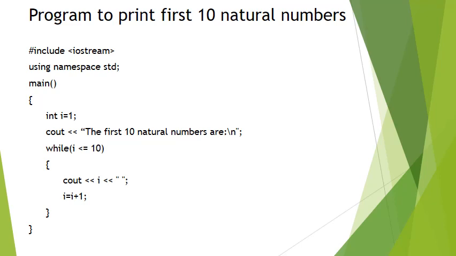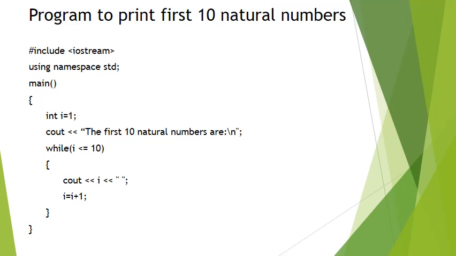The aim of the program is to print the first 10 natural numbers. So the first natural number to be printed is 1 and the last natural number to be printed is 10. So the initial value of i is given as 1 and the final value of i should be 10. So I have given the condition as i less than or equal to 10. And inside the while loop, the value of i is printed and the value of i is incremented by 1. We know that natural numbers differ by only one. So i is incremented by 1.